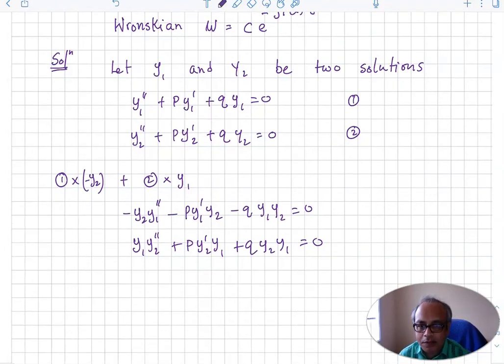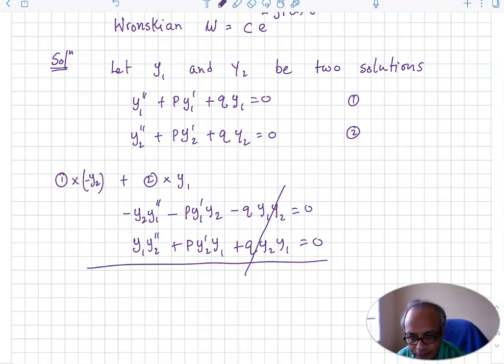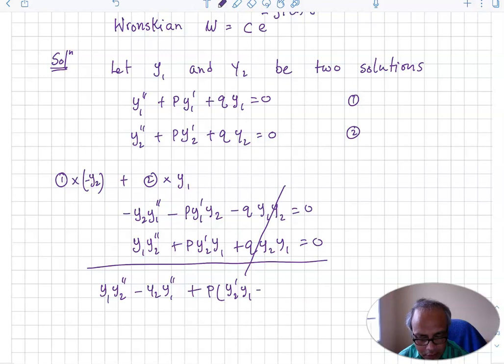So once you have multiplied equation 1 with negative y2 and equation 2 with y1, you can add them together, and you can see that the last terms get cancelled. So you have y1 y2 double prime minus y2 y1 double prime, plus p times (y2 prime y1 minus y1 prime y2) equals 0.